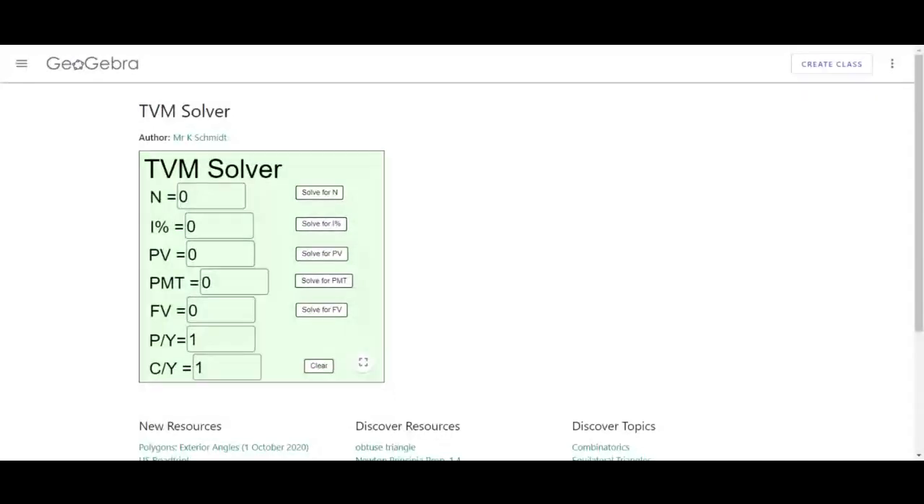So this is our TVM solver. Capital N we said, that's little n times t, which for us is 12 times 30. Our I, remember, that's 6%. That's our interest rate, but we leave it as a percent. You don't move the decimal. PV is how much the loan is now. So for us, that's $140,000.